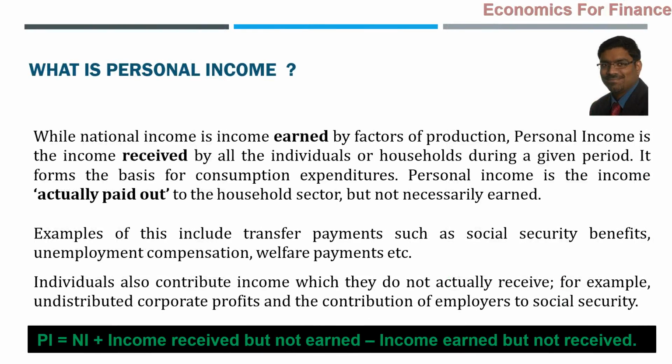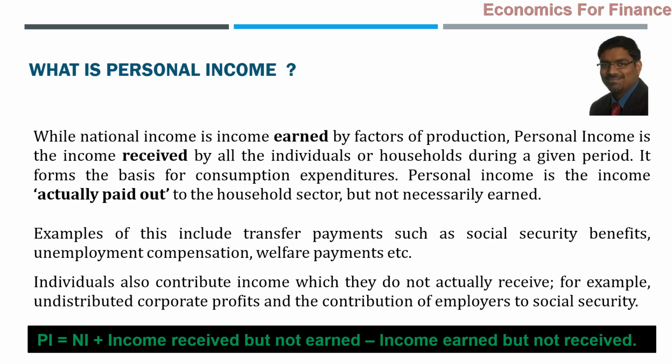Now moving ahead to another word, that is personal income. We have national income already. National income is national income, right? Not an individual's income. That is the income of the entire country. And what was national income? As we already found out, NNP at factor cost, that is net national product at factor cost. That is national income.